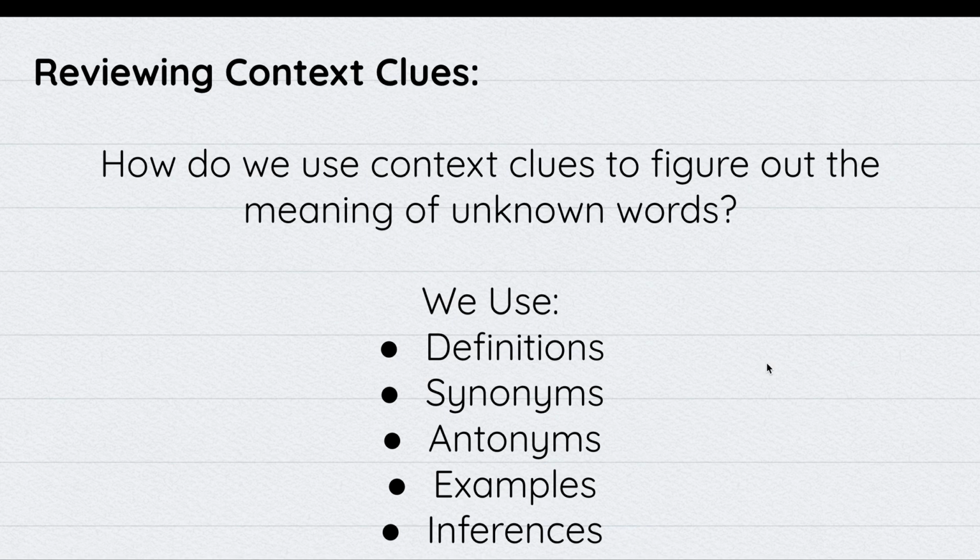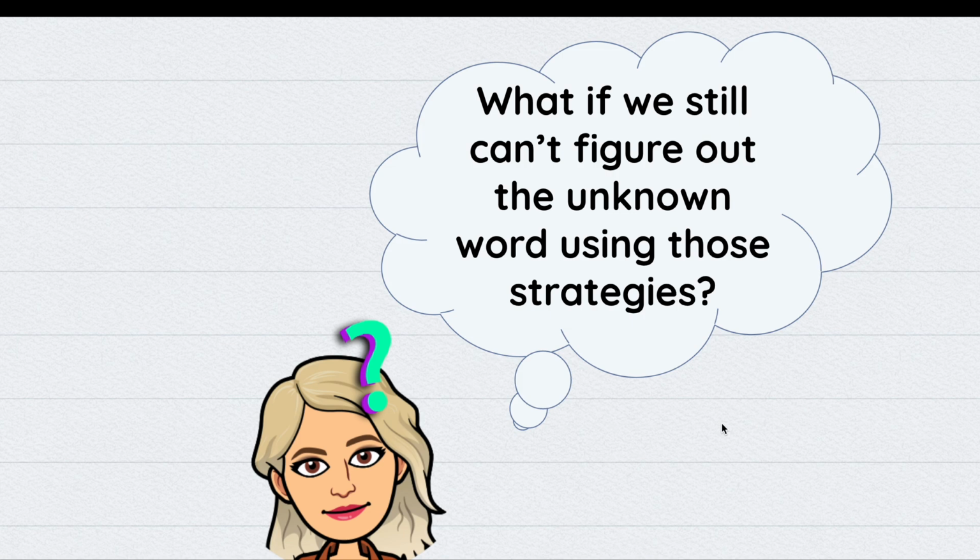So, just reviewing context clues a little bit. First off, context clues. We use different types of context clues, whether that's the definitions themselves. Sometimes we'll find synonyms or antonyms, synonyms meaning similar words, antonyms meaning the opposite. Sometimes the author will give us examples of what the word is, and sometimes we just have to use all of those things together and the context itself, context meaning all of the words around it, and make our own inferences or educated guesses.